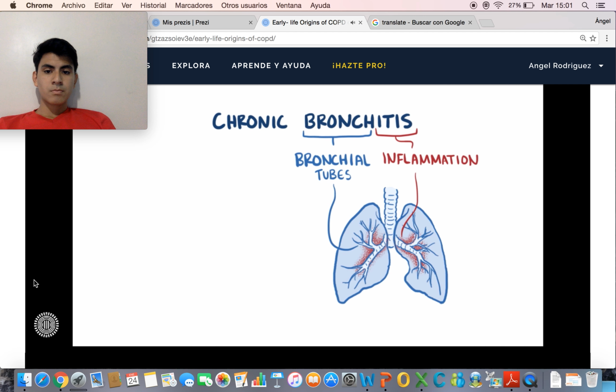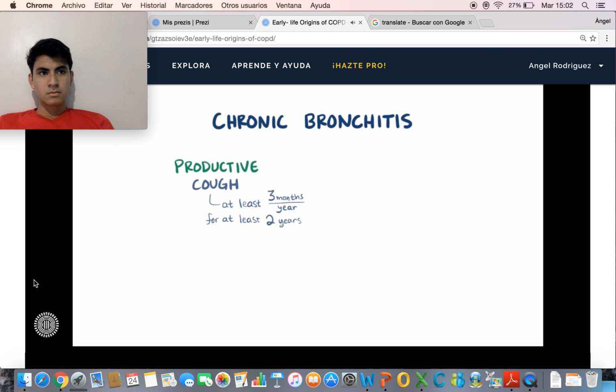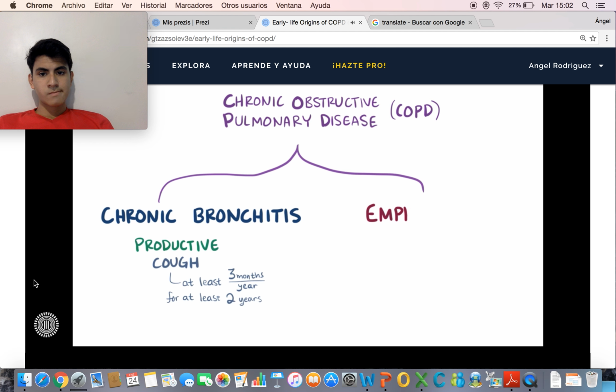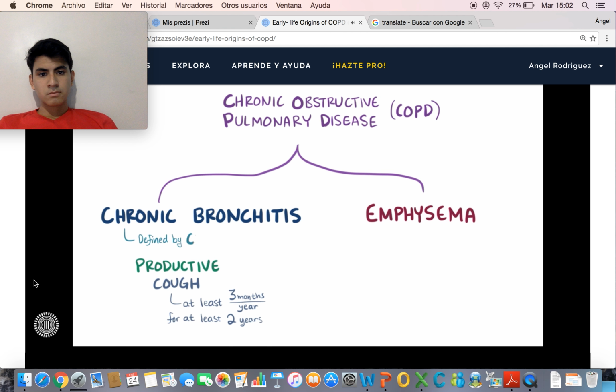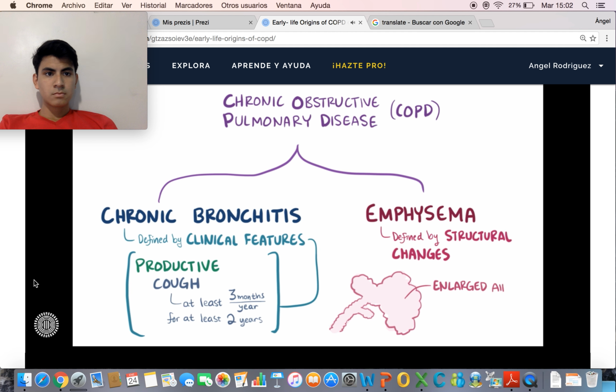Bronchitis is inflammation of the bronchi, and it's said to be chronic because it causes a productive cough, which means it produces mucus, for at least 3 months each year for 2 or more years. Chronic bronchitis is actually lumped under the umbrella of chronic obstructive pulmonary disease, or COPD, along with emphysema. These two are different in that chronic bronchitis is defined by clinical features, like a productive cough, whereas emphysema is defined by structural change, namely enlargement of the air spaces.